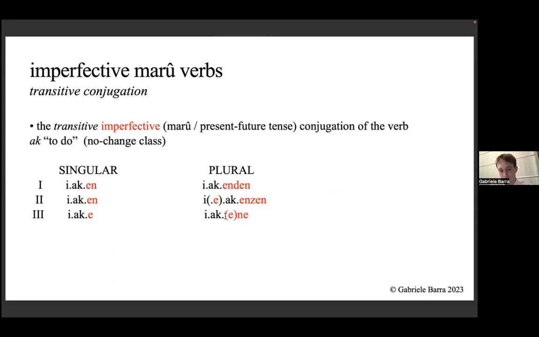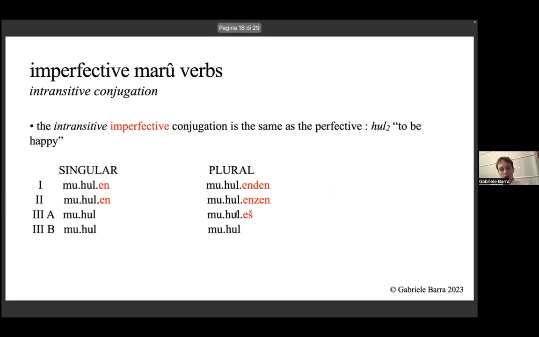And the third person is just ene, or ne if the verb starts in a vowel. Now, what about the intransitive conjugation? It remains the same. It doesn't change from perfective to imperfective. So it's one less thing to be worried about, just like the other one.